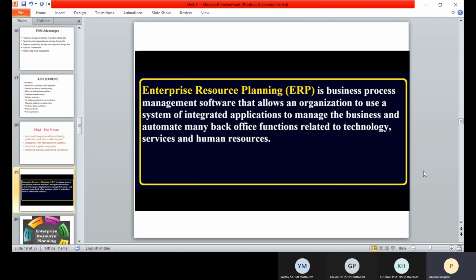ERP is defined as business process management software that allows an organization to use a system of integrated applications to manage the business and automate many back office functions related to technology, services, and human resources. So I hope you have heard about this ERP term. Can anybody tell me about the ERP more than that, if you are using that tool? Hitesh, do you have some idea?